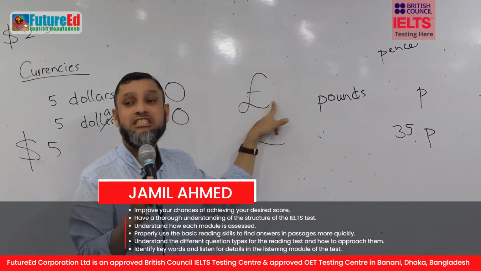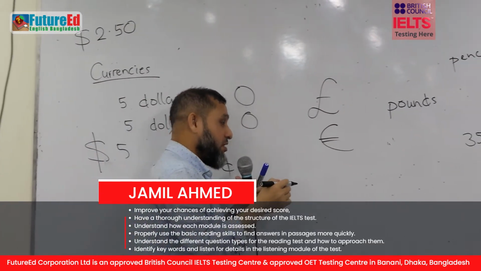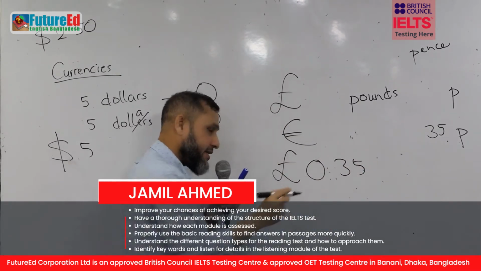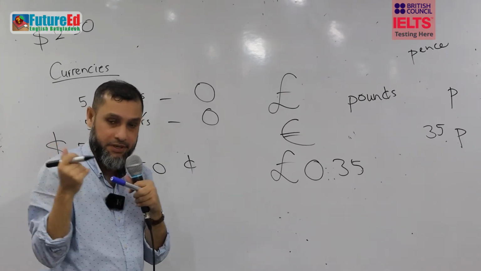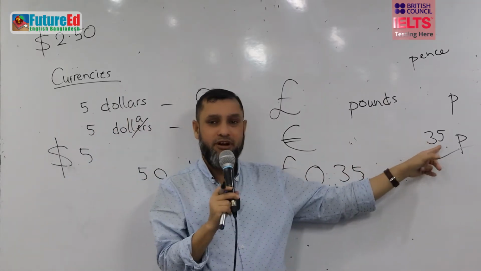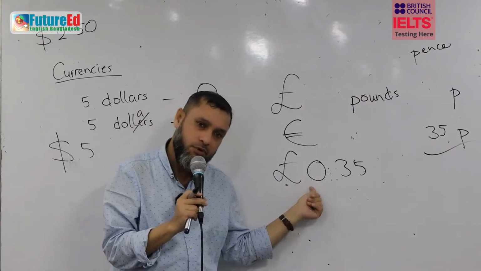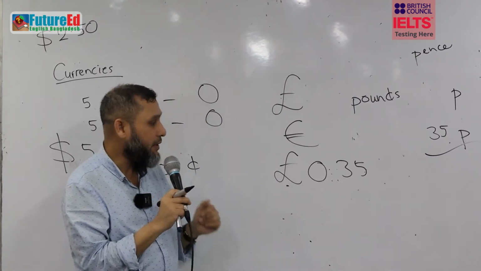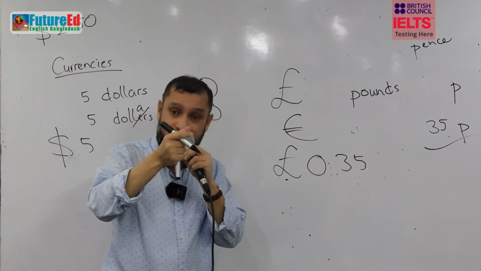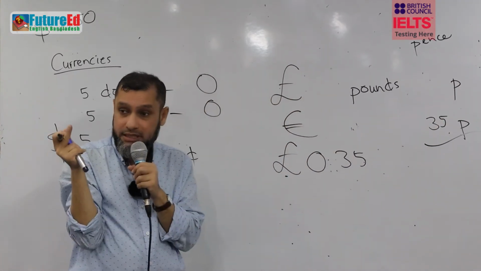Whole numbers, yes. If I write 0.35 pounds, that's also correct. Equally correct. 35 pence. Someone writes like this, score 1. Someone else writes like this, both equally acceptable. Okay. So make sure when the number involves both a whole number and a fraction, don't use the fraction symbol. Only use the whole number symbol.